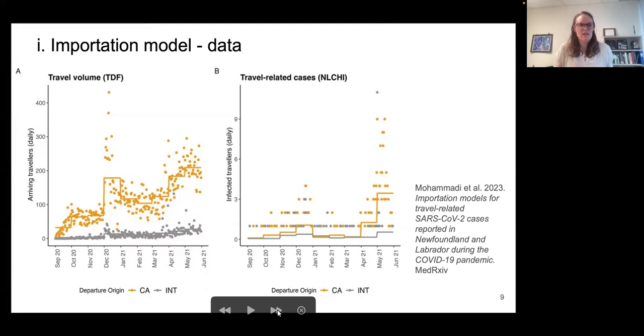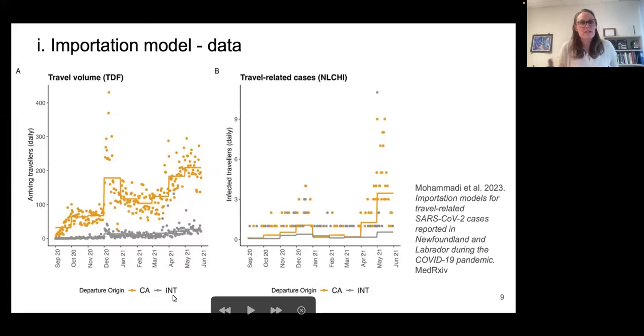And we also took the average for each month. So you see these lines that are representing the average across each month. So you can see how over time there's an increase, and you can also see that there's more domestic travelers entering Newfoundland and Labrador during the pandemic than international.